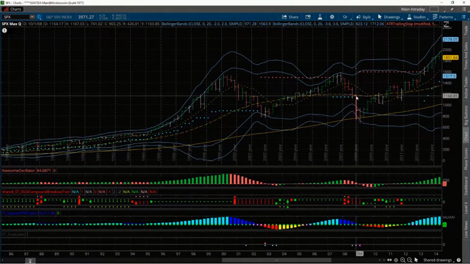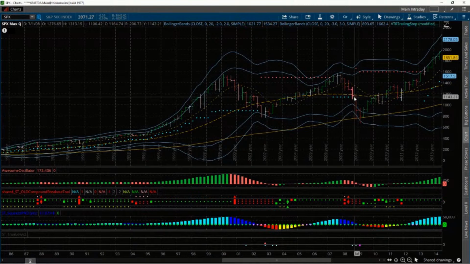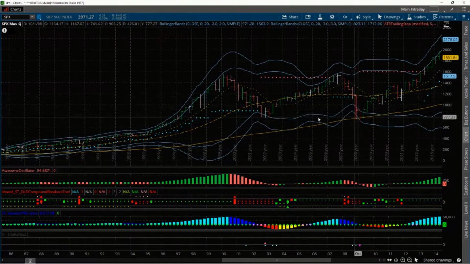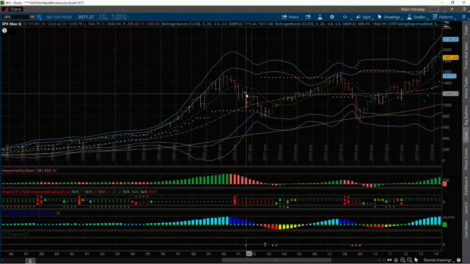So, for example, on this 2008 bar, we opened the quarter at 1164.17. The high of the quarter was 1167.03, only 3 points higher, right? Before it overall started to move lower. Back here in 2001, the open of this quarter was 1224.42. The high of the quarter was 1239.78. So roughly a 15-point move higher from the open to the highs before everything really started to drop off.